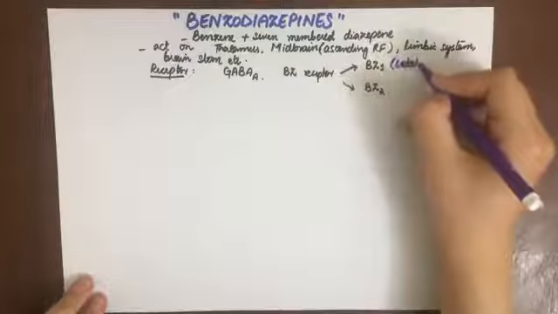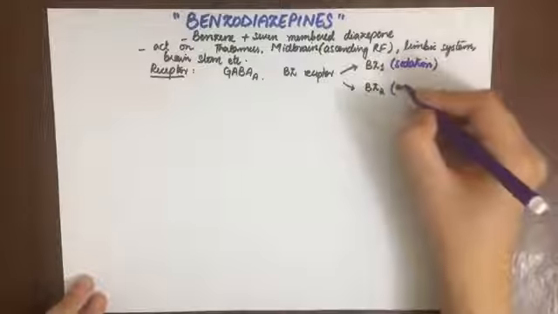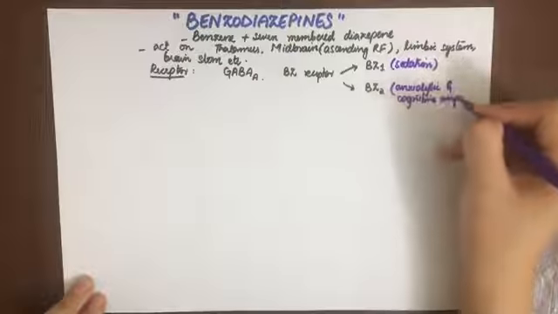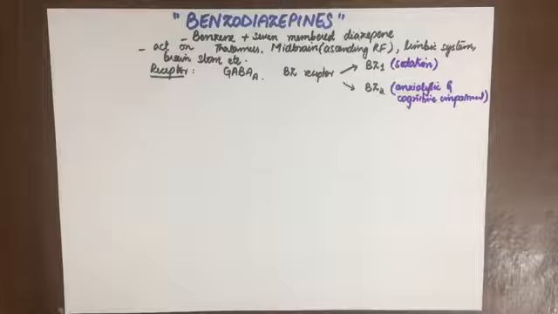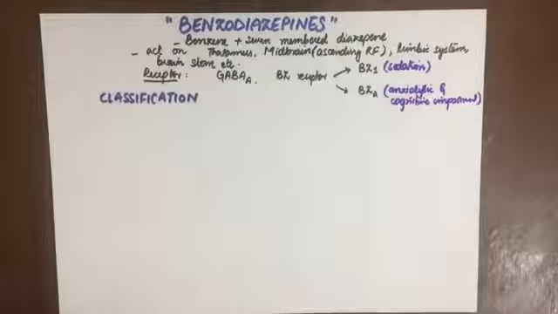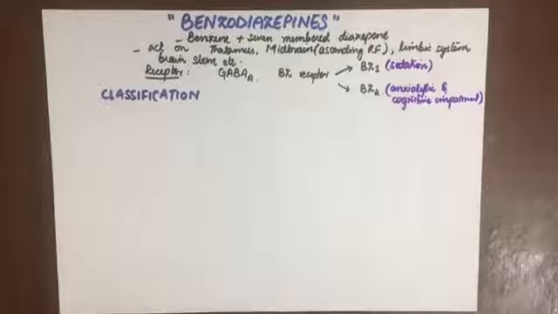There are two types, BZ1 and BZ2, similar to the alpha 1 and alpha 2 and 3 in the previous videos, just different names. BZ1 is for sedation, BZ2 is for anxiolytic and cognitive impairment. It acts on both of them, of course. Let's do some classification.